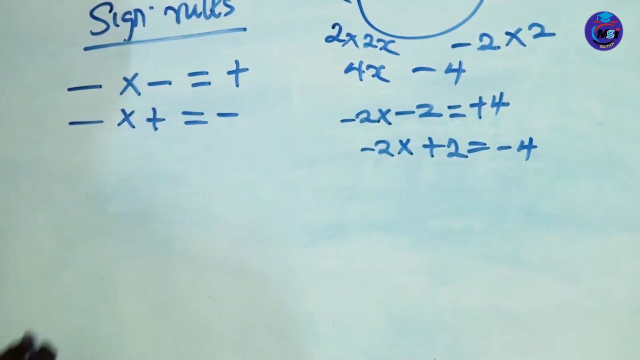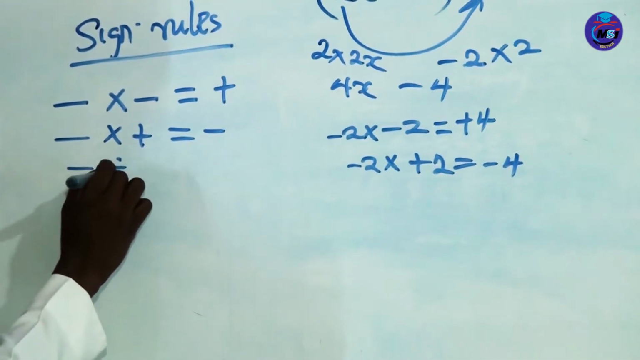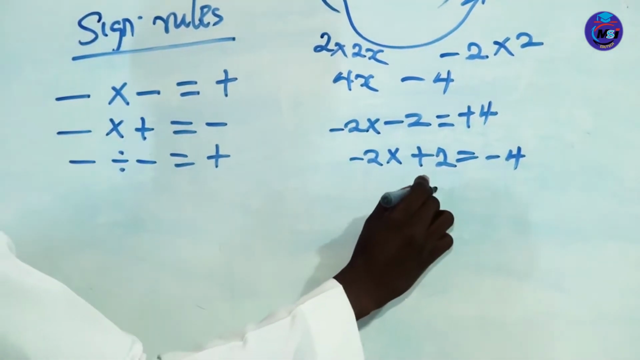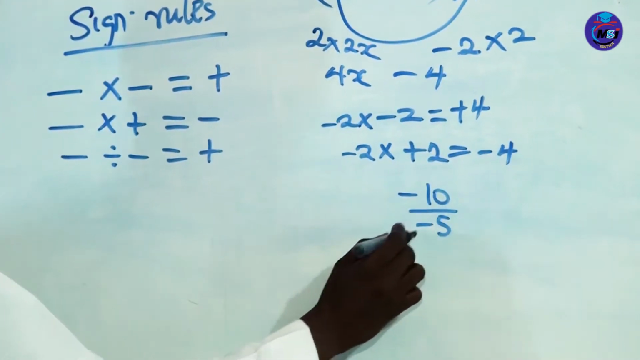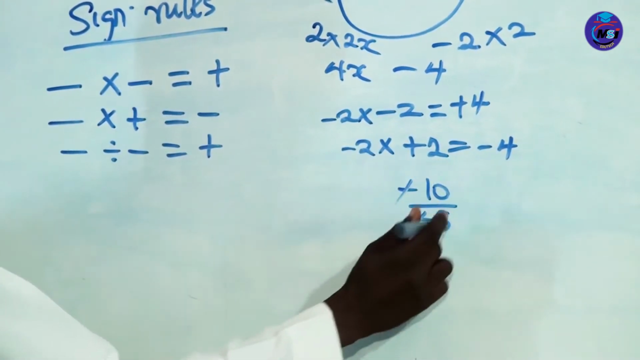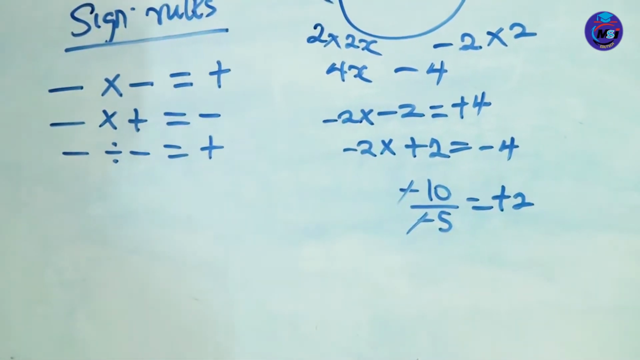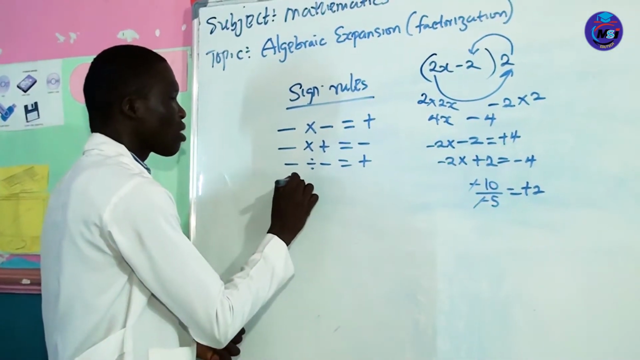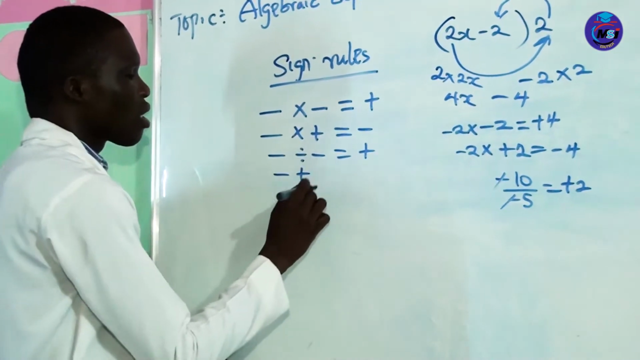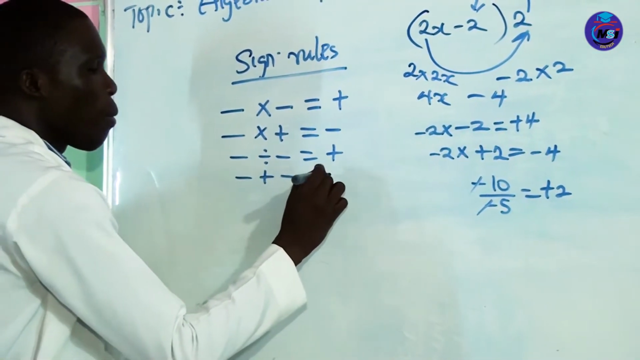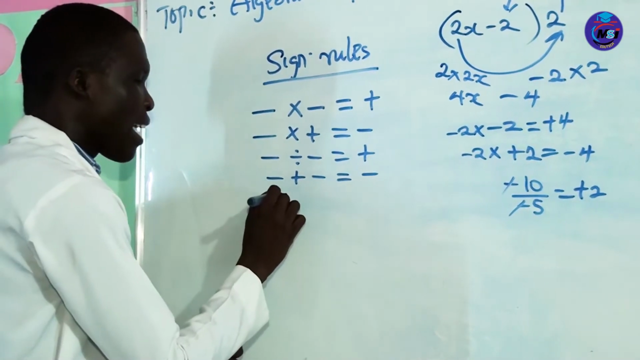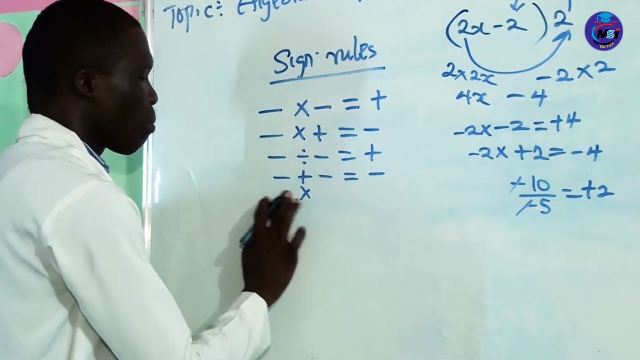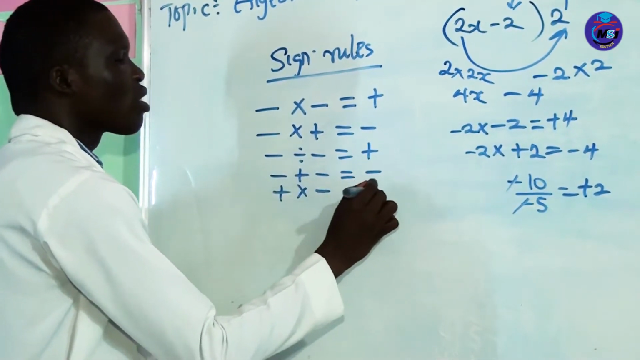Now the third rule is telling you that minus divided by minus will give us plus. Just like you have minus 10 divided by minus 5. This minus will cancel this minus. 10 divided by 5 will give us plus 2. I hope you understand. Then the last rule: plus times minus equals minus. Minus times plus, plus times minus will give us minus.